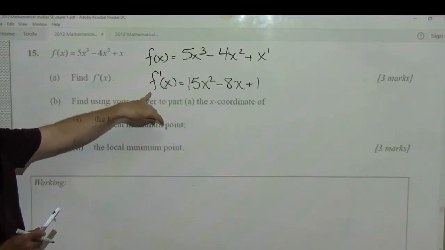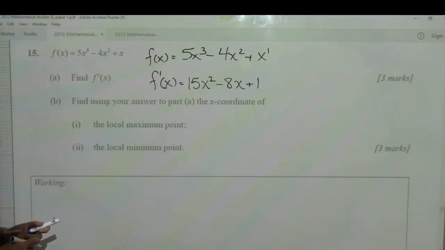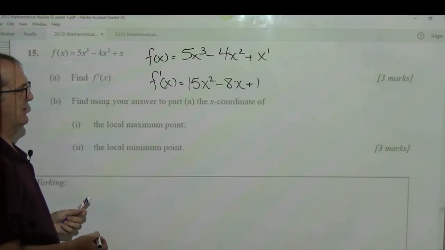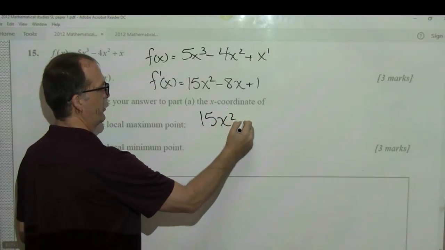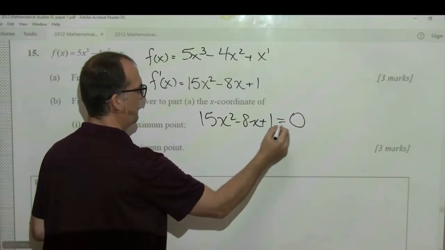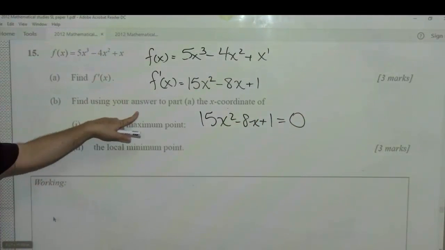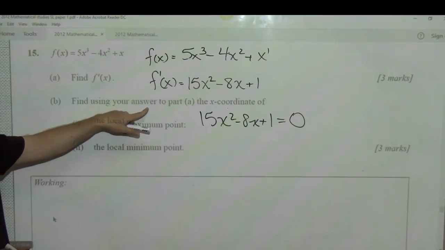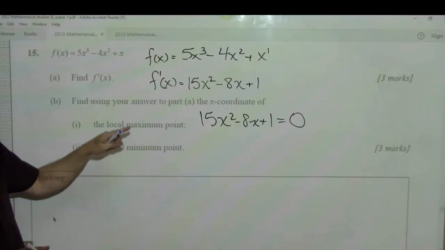Then they say find using your answer to part A. So find using the derivative, the x-coordinate for the local maximum and minimum. And really, about the only thing you can do here is, if you want to find local maximum and minimums, set the derivative equal to 0. And that's where they're getting at this point, to find using your answer in part A, the local maximum minimums.